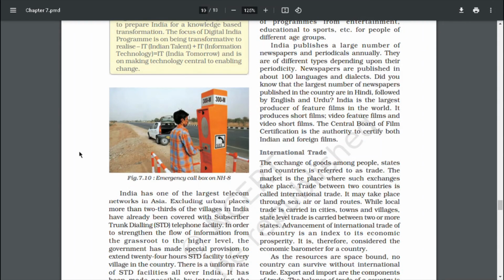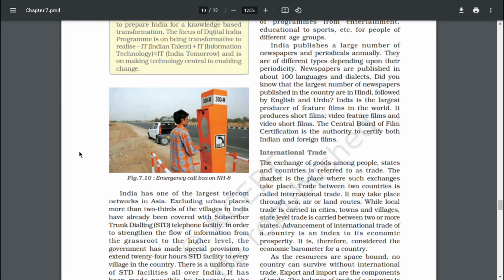India publishes a large number of newspapers and periodicals annually. There are different types depending upon their periodicity. Newspapers are published in about 100 languages and dialects. Did you know that the largest number of newspapers published in the country are in Hindi, followed by English and Urdu? India is the largest producer of feature films in the world.